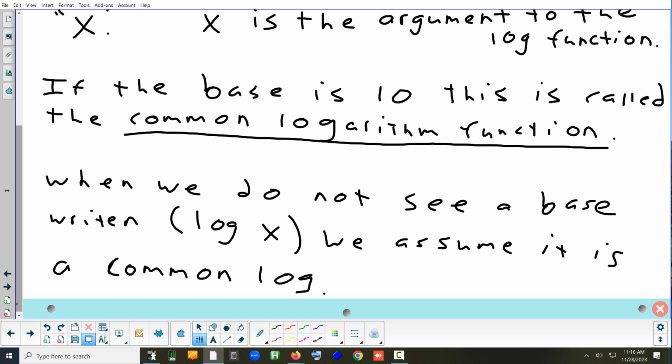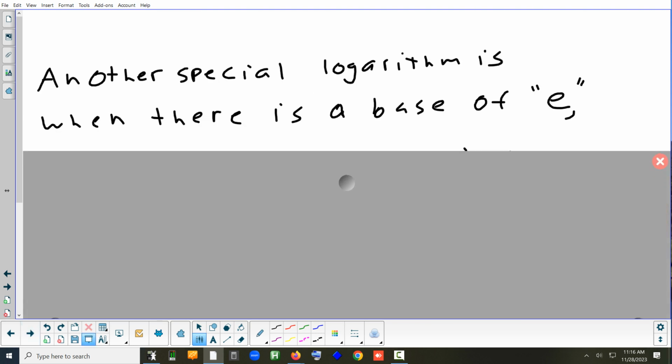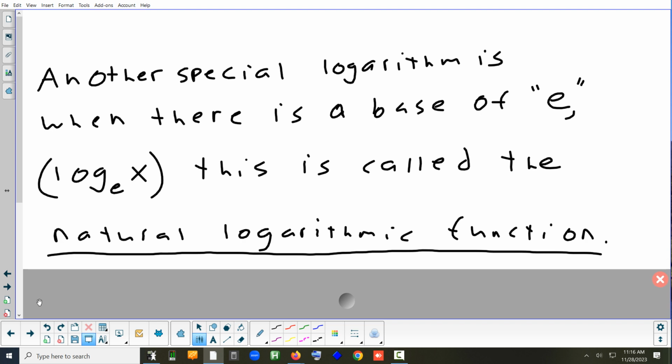So you might have noticed on the calculator, there's two buttons right above and below each other. Log is the top one. There's another one right below it that says LN. That's another special log, and that log has a base of E. Log with a base of E is called the natural log.